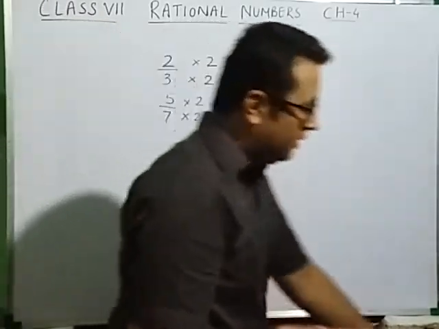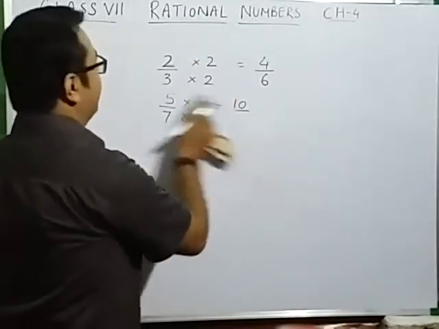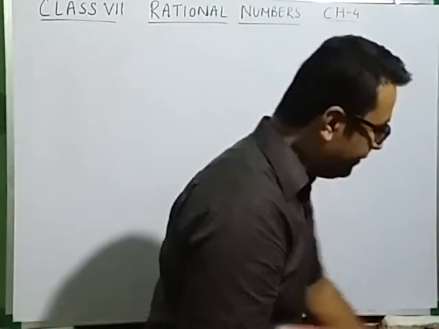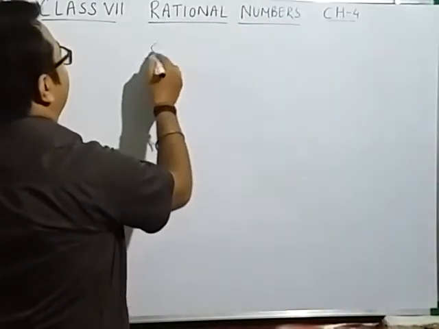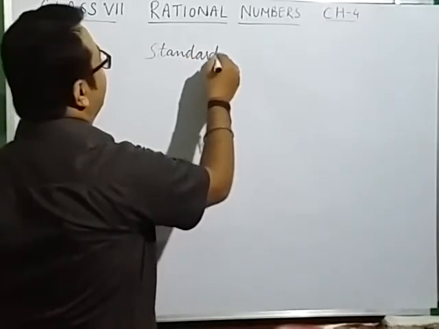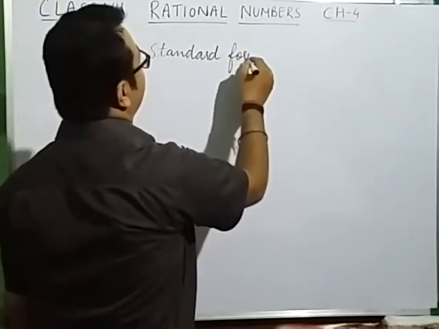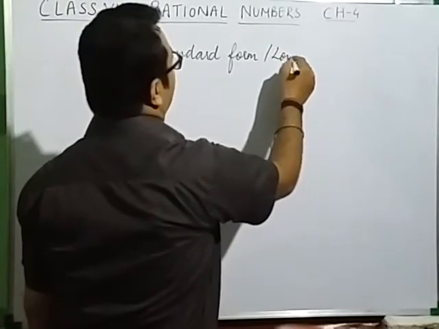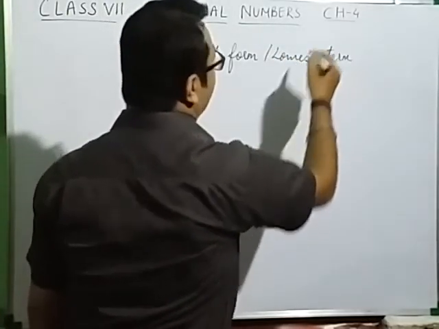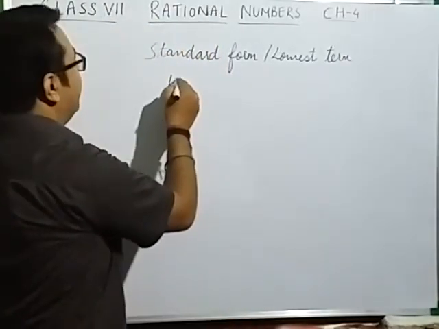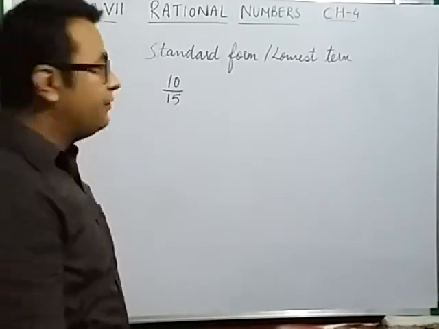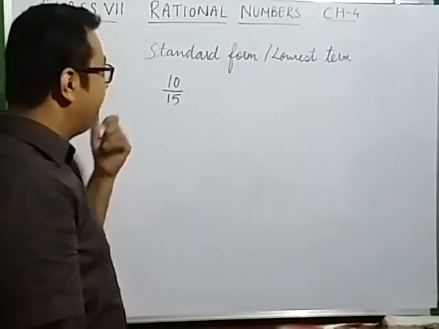Okay. Now our next topic is standard form of rational numbers. Another name for standard form is lowest term. Suppose you are given a rational number, let's say 10 upon 15. You need to write the standard form of this number, 10 upon 15.